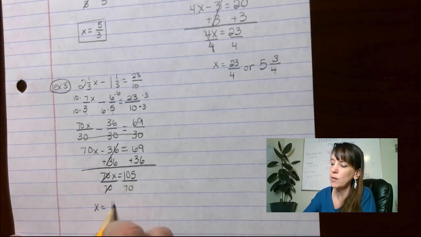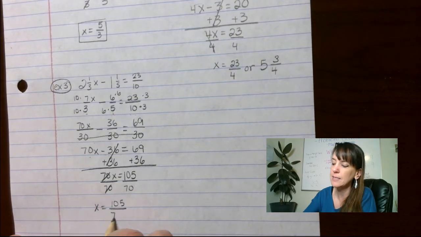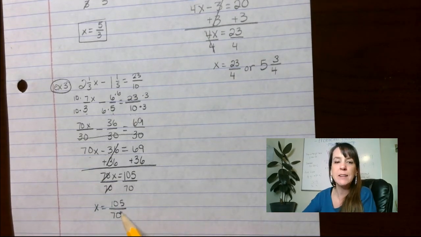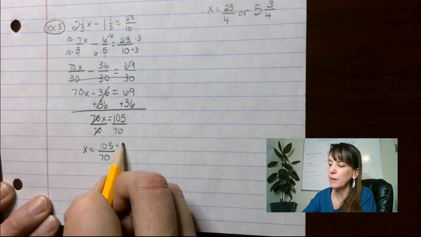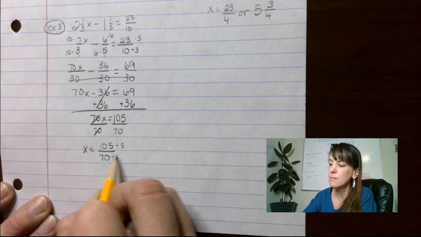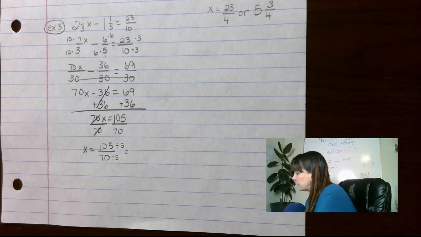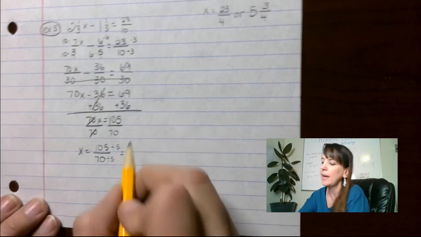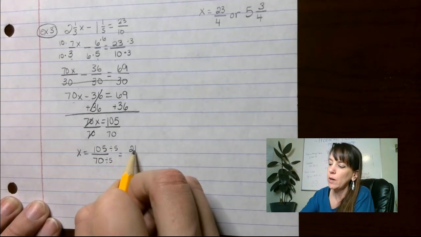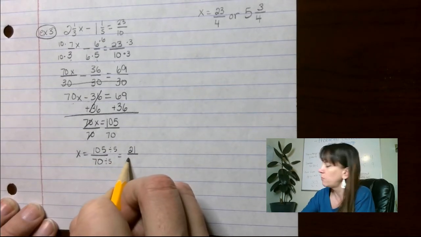x equals 105 divided by 70. These both end in a 5 and 0 though, so I know that I can divide both of those by 5. So if I do, there we go. I end up with 21 over 14.